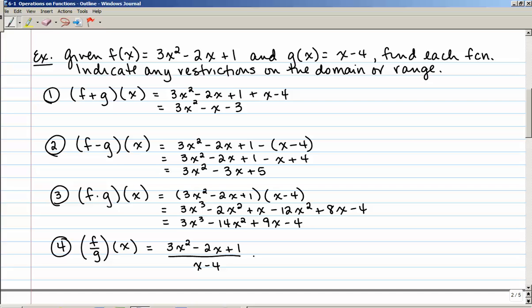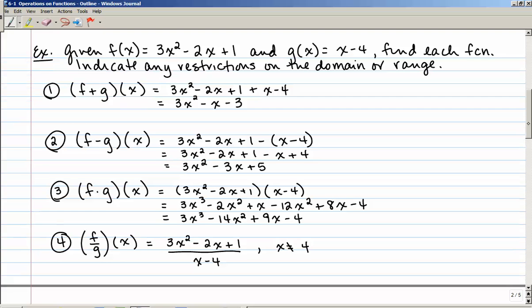However, there is a restriction on what x can be. Notice that I have x minus 4 in the denominator. My denominator cannot equal 0, so x cannot equal a positive 4, because when x is positive 4, my denominator is 0, and the function is not defined.